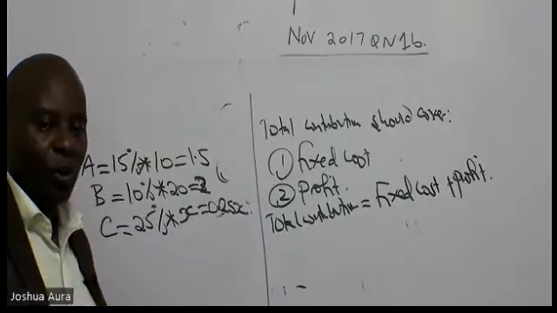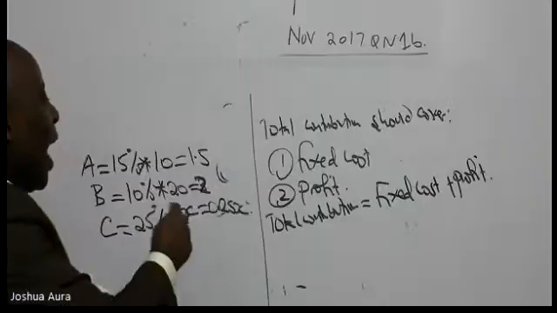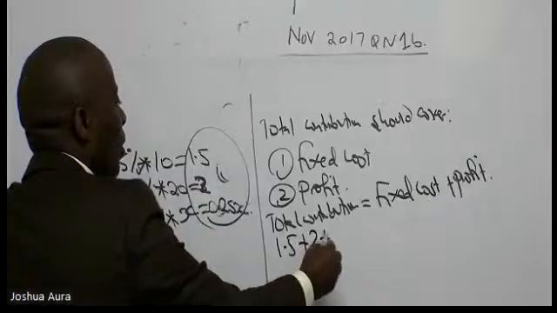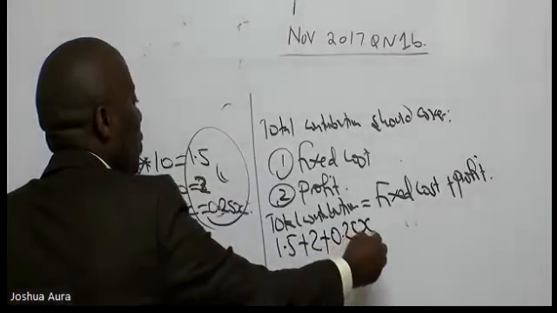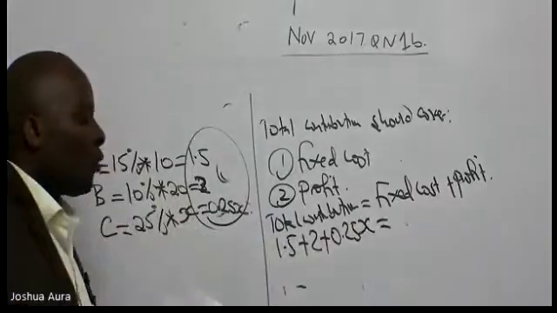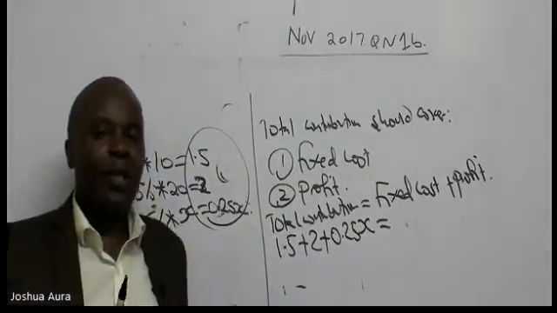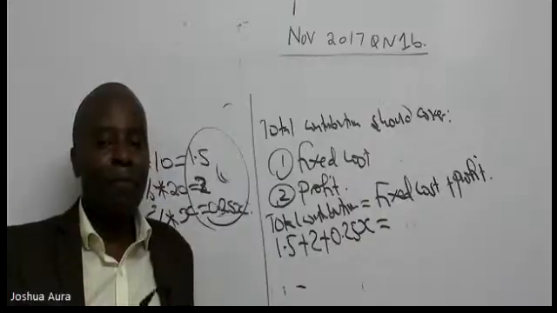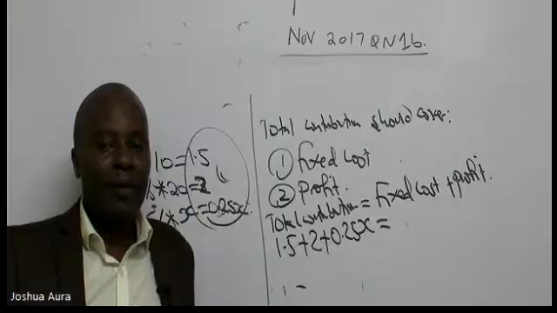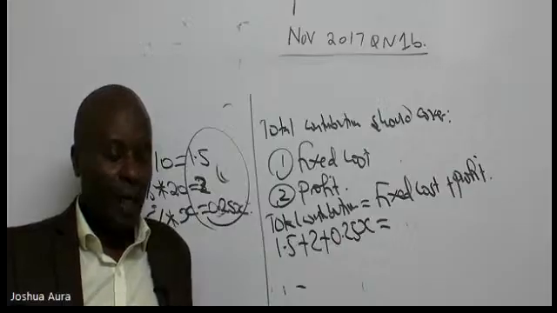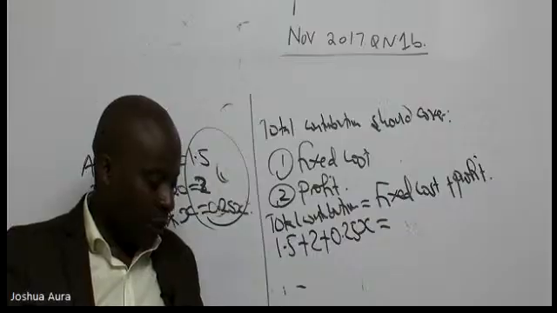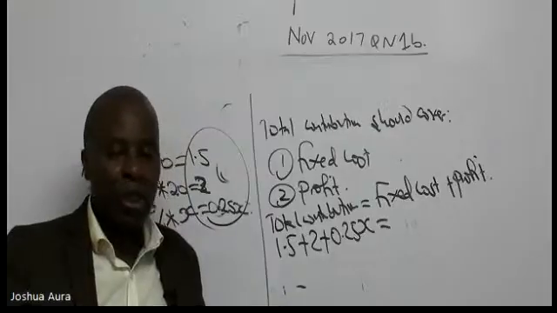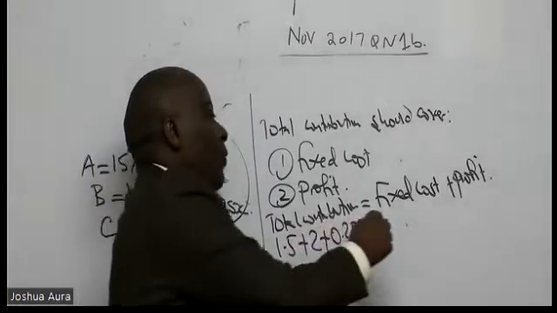Very important for us to appreciate this. And the total contribution that I have here is given here. It is 1.5 plus 2 plus 0.25x, which should be equal to the fixed cost of the firm. Has this examiner given me the fixed cost of the firm? Yes, they've told me in note number 2, fixed cost is 5.5. So the fixed cost is 5.5.